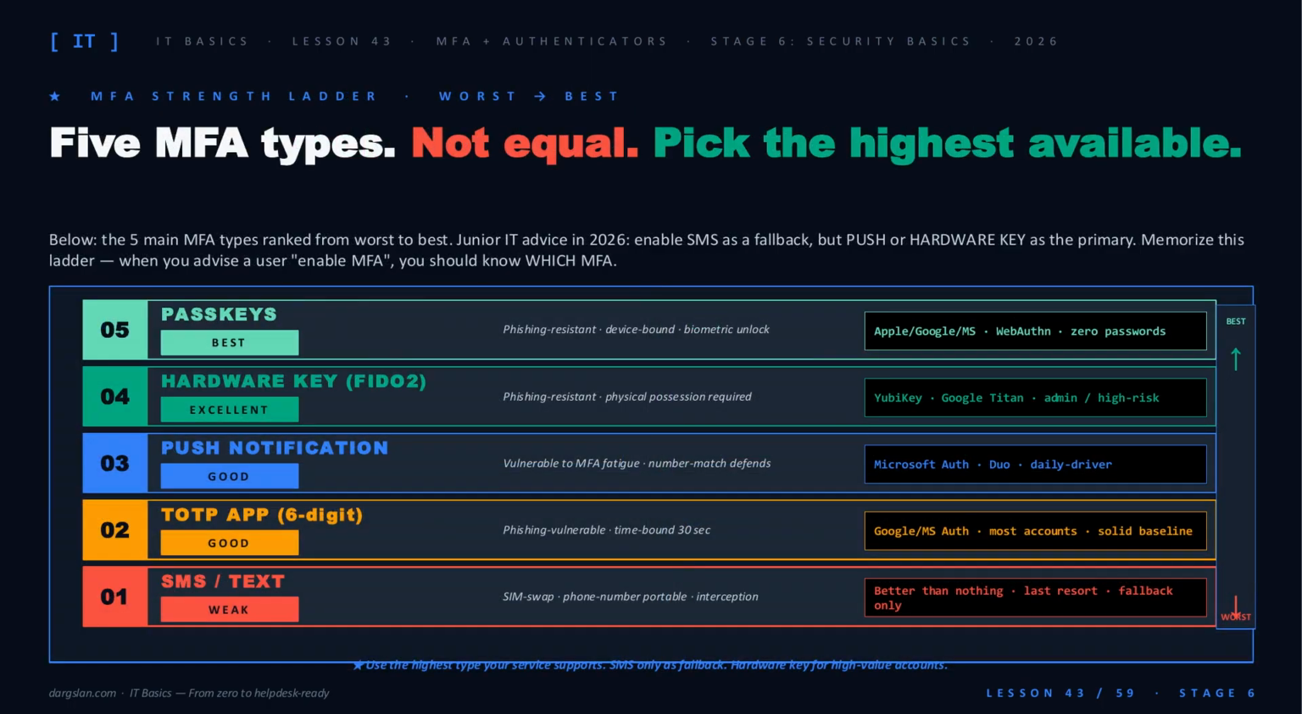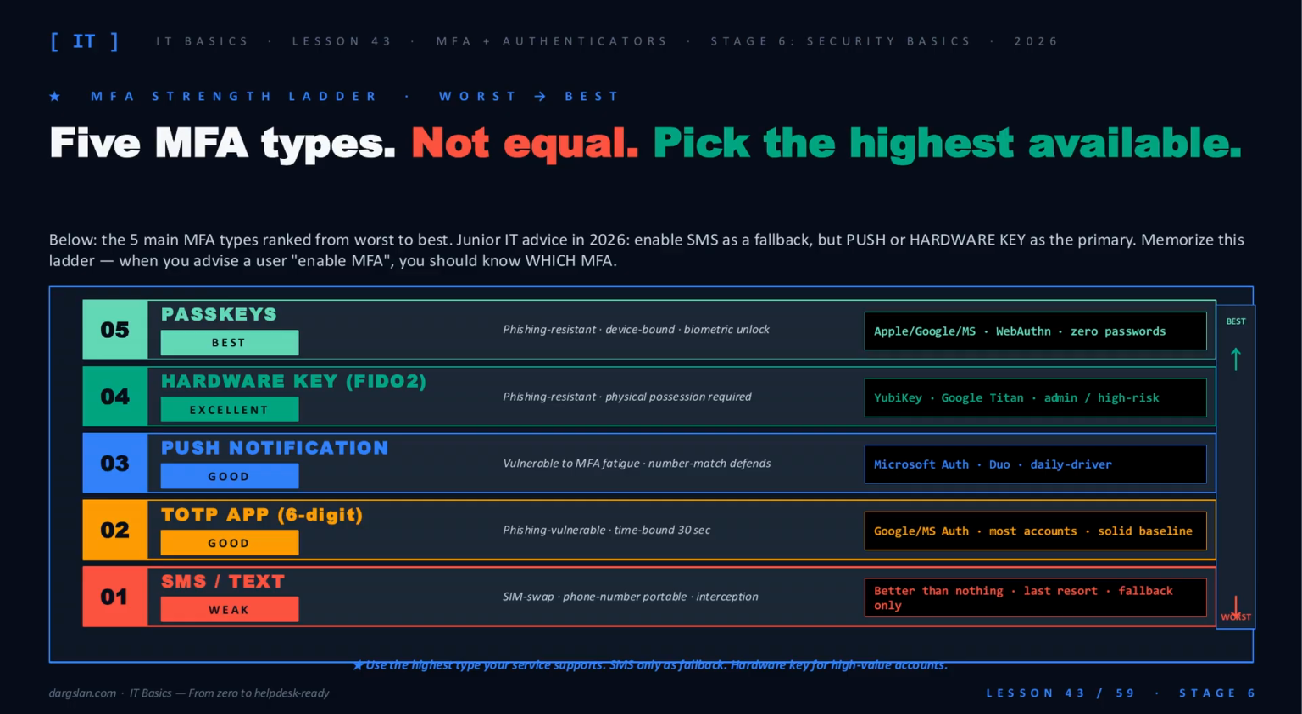Now here's the ranking you need, burned into memory. 5 MFA types, not created equal. At the bottom, SMS, better than nothing, but SIM swap attacks make it a last resort. TOTP apps are a solid baseline. Push notifications are your daily driver. Just watch for MFA fatigue, which number matching helps defend against.